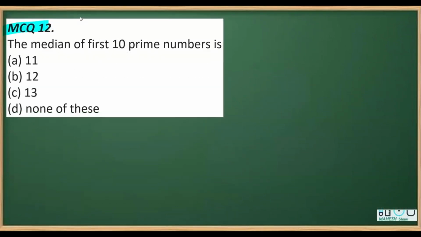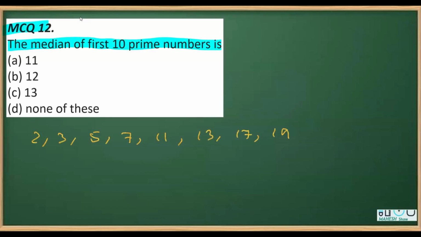In the next MCQ, we have to find the median for the first 10 prime numbers. So what is the median? The middlemost observation. In that case, if I write down the first 10 prime numbers, it's going to be 2 as the first, then 3, 5, then 7, 9 is not prime, 11. We have 13 as the next, then 17, then 19, 23, and then 29. How many of them? 1, 2, 3, 4, 5, 6, 7, 8, 9, 10.